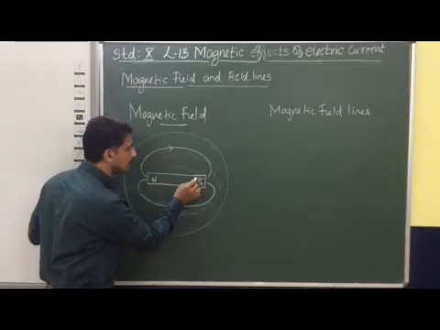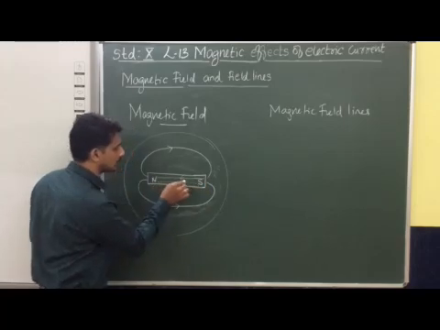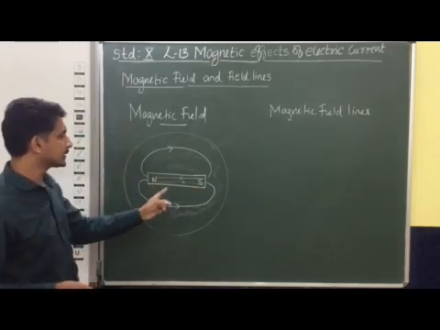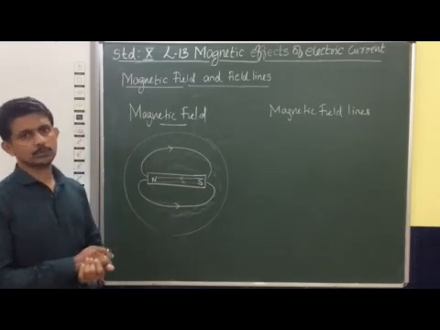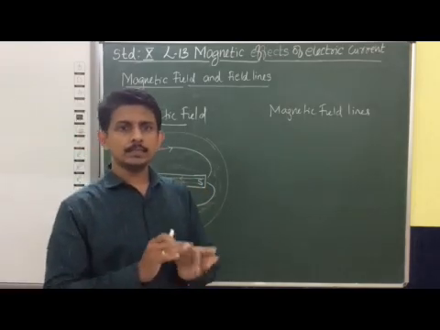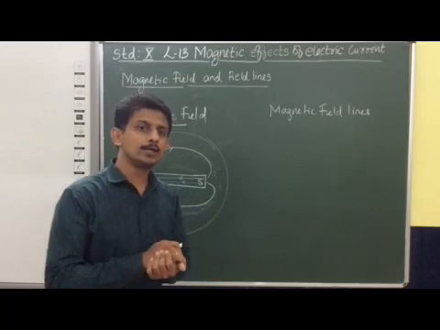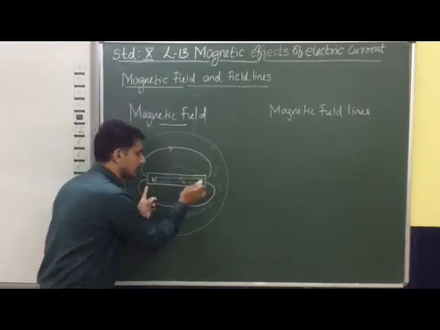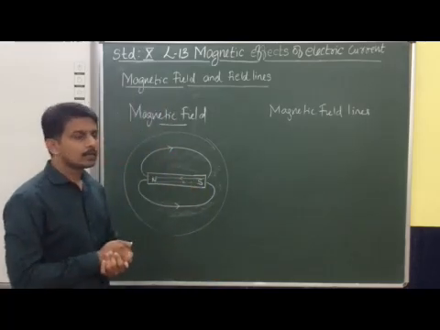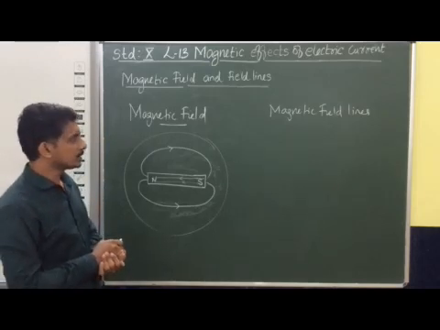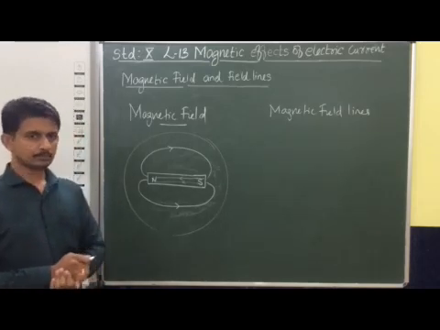And inside the magnet we can say that these field lines are from south to north. In this we are representing field lines inside from south to north. So we can say that these magnetic field lines are continuous closed curves. Like this, we consider them as closed curves in the case of magnetic field lines.